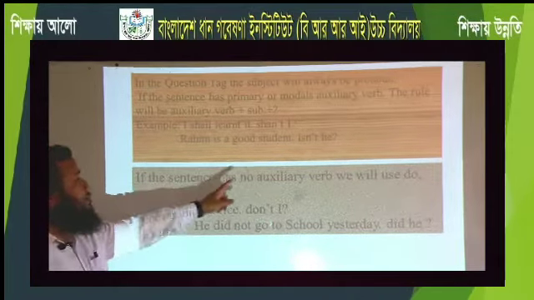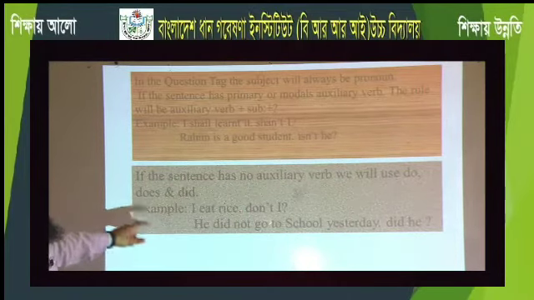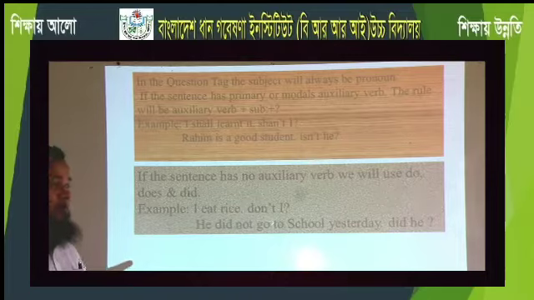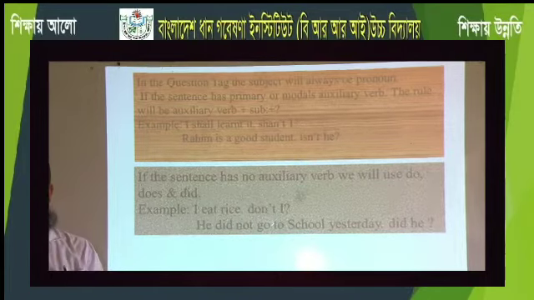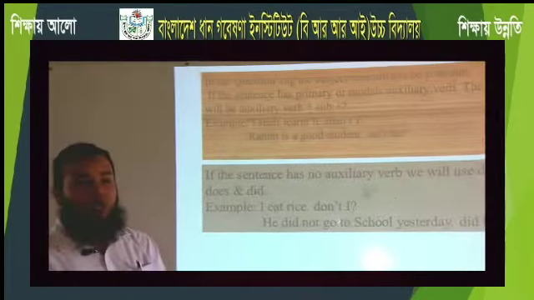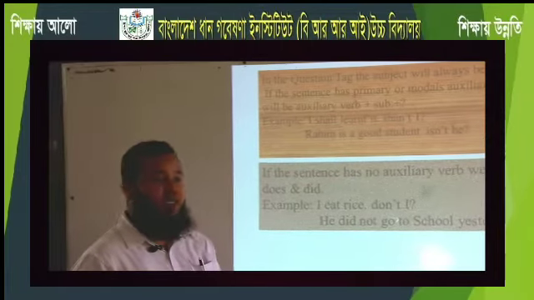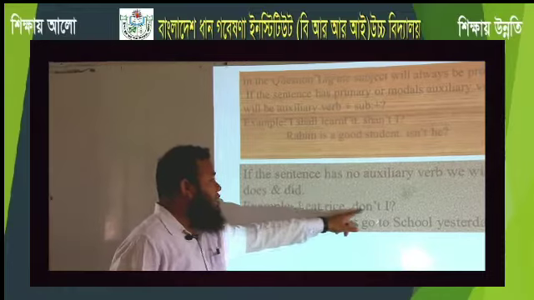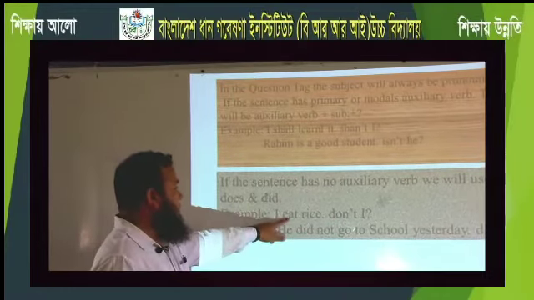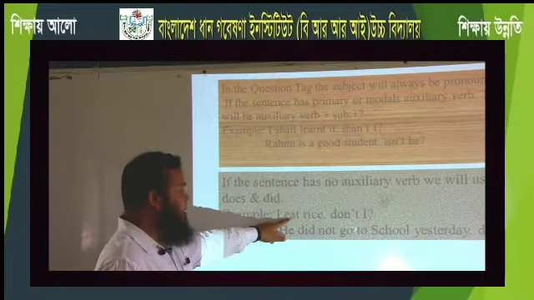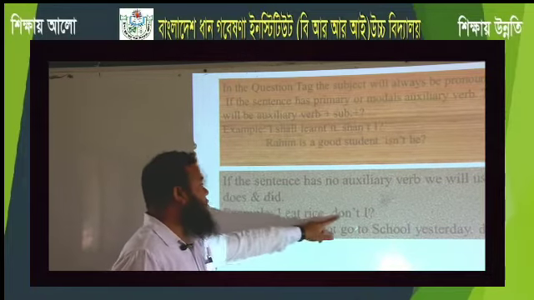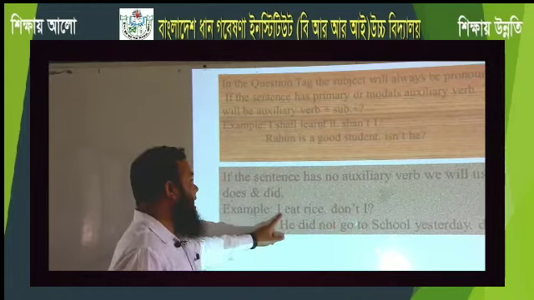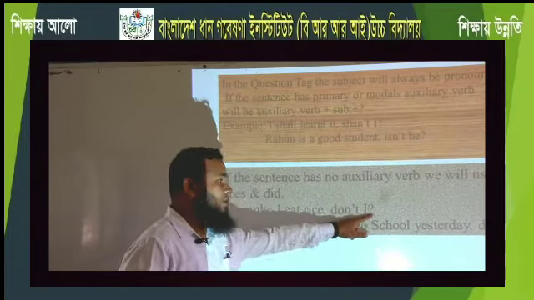If the sentence has no auxiliary verb, we will use do, does and did. If there is no primary auxiliary or modal auxiliary, in this situation we have to use do, does or did according to the tense of the sentence. For example, I eat rice, don't I? It is an affirmative sentence and also present indefinite tense, so we use do, and since it is affirmative, we use don't, and our subject is I, so we use I and a question mark.